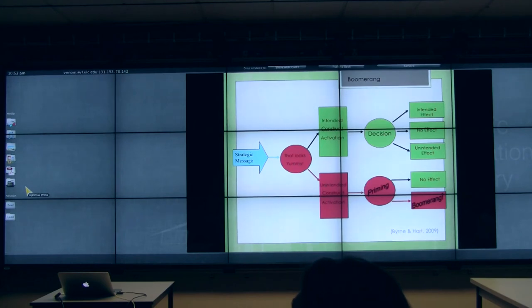One way to avoid this is to have a screening test in which you ask them questions, and if you're a high sensation seeker, sorry, you can't be a participant. So there are different ways to avoid these secondary effects. But they might want to know that.